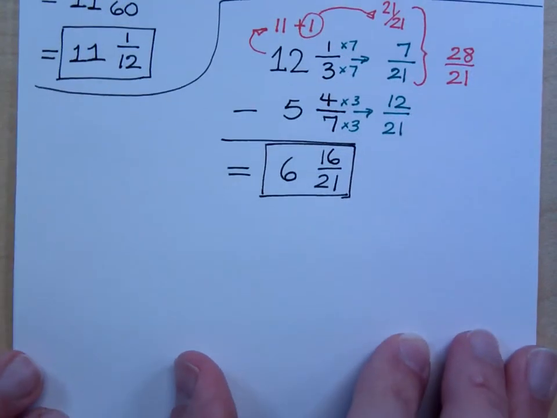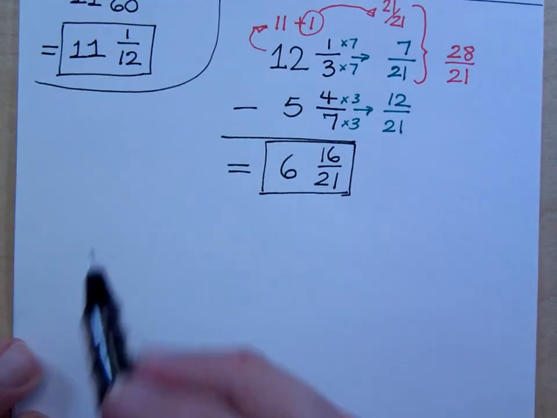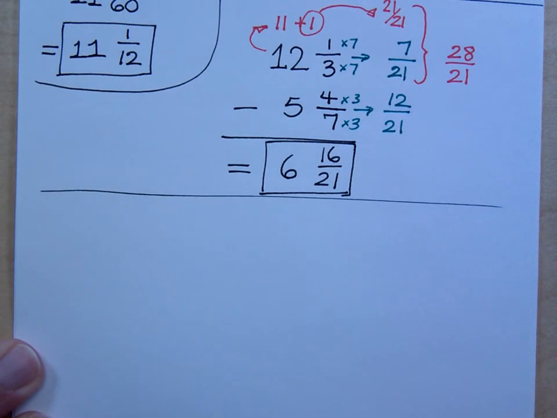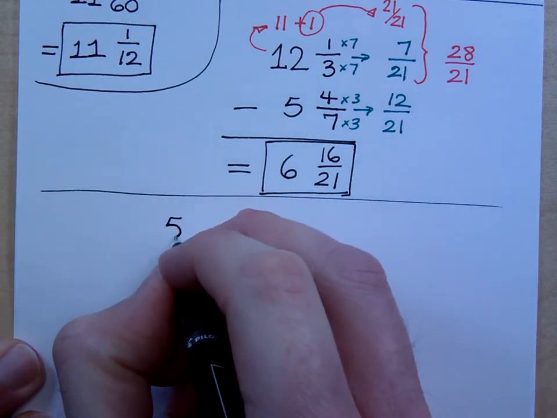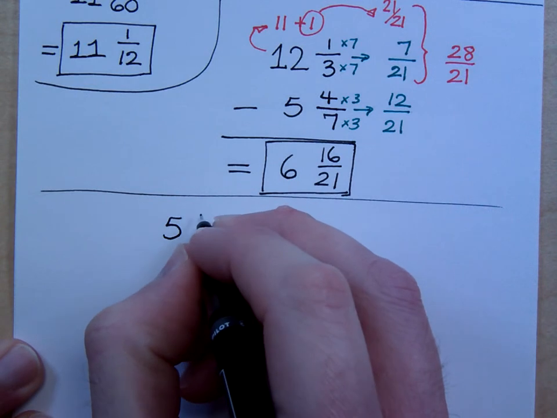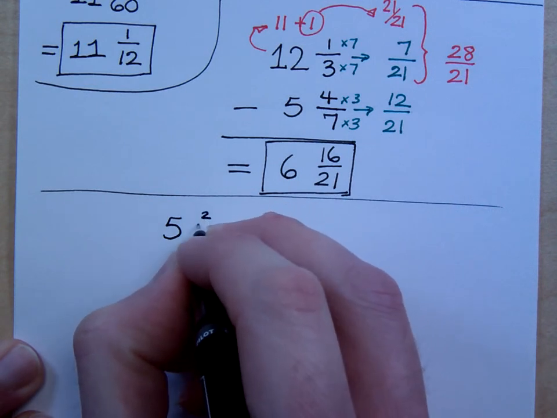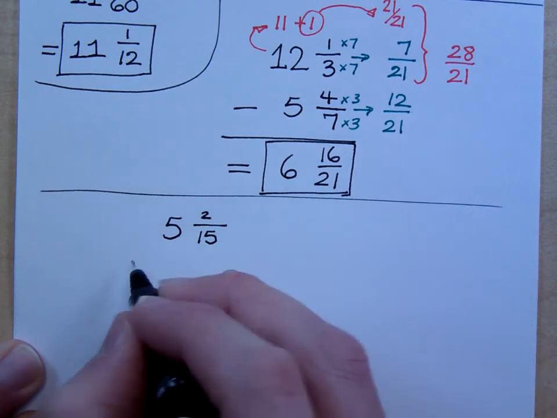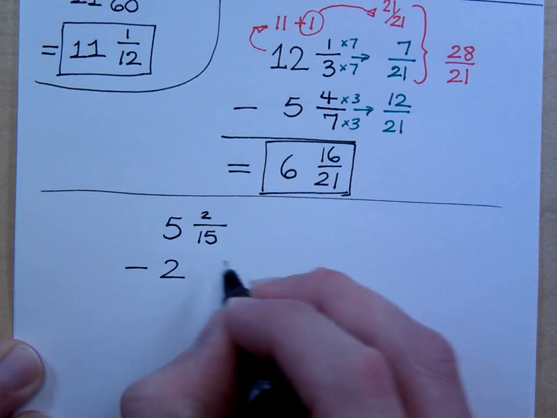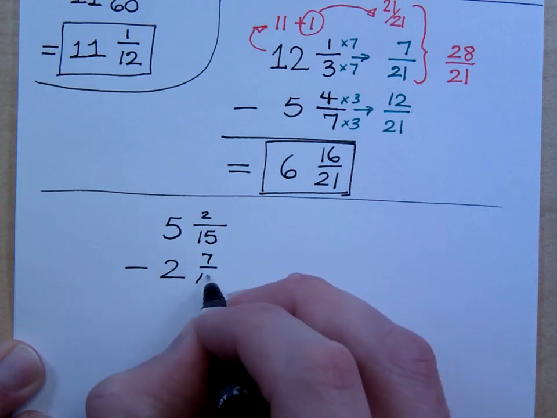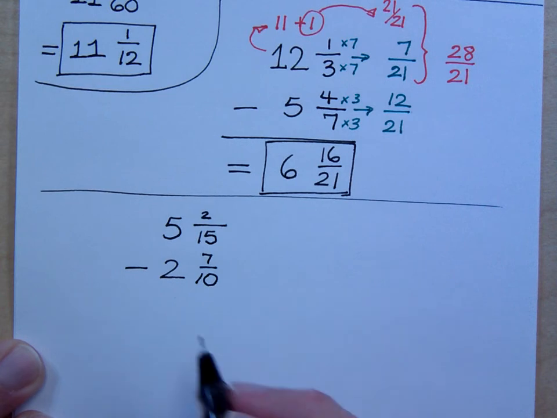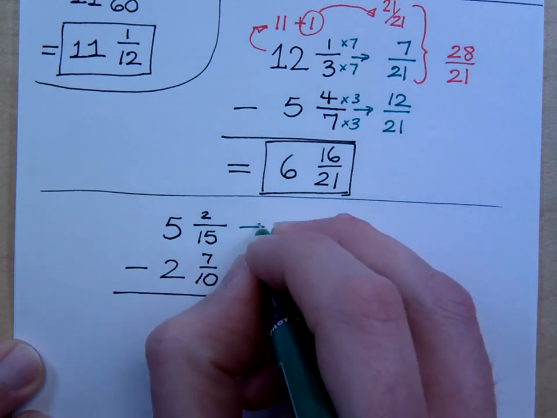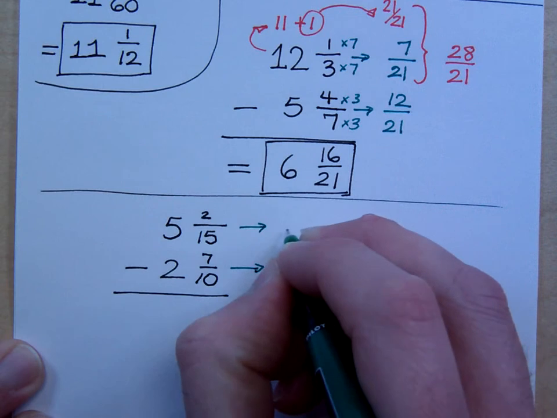Let's do another one just to make sure that you guys followed what I just did here. If I have 5 and 2/15 minus 2 and 7/10. In order for me to do the subtraction, I need to convert to common denominators. What's the common denominator for 15 and 10? It's going to be 30.